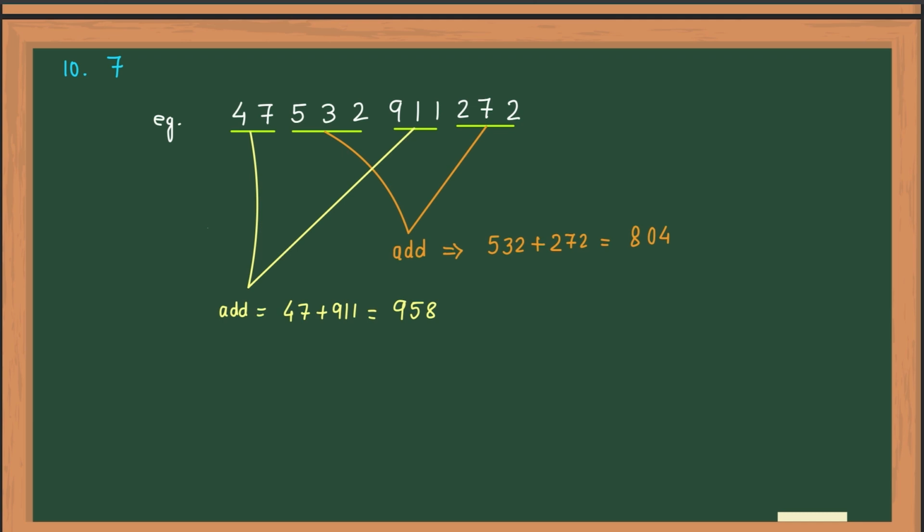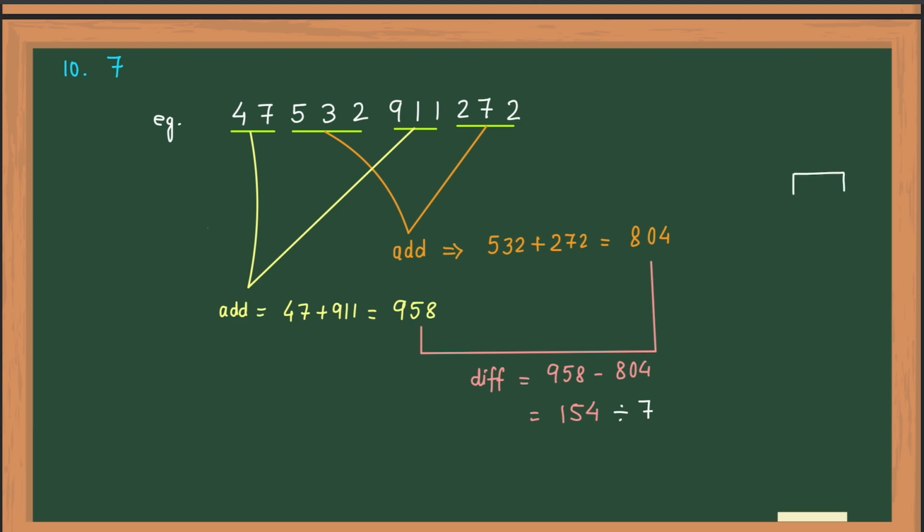Now what to do? The only thing we are left with is that we have to find out the difference between these two sums. So what is the difference over here? The difference is simply 958 minus 804. You will be getting 154. Now what to do? Just check it by dividing by 7 whether it is yielding a remainder or not.